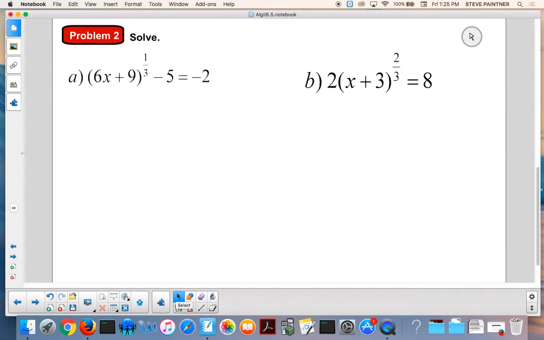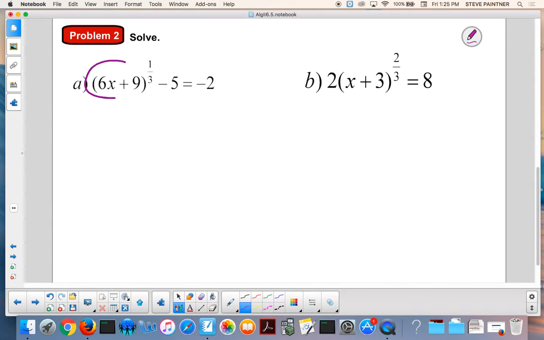Okay. All right. Do you guys see radicals? Do you see the little check mark thing? No, I don't see it. I see exponents that are fractions. These are radicals. This is the cube root of 6x plus 9. Don't write it as a radical. Just leave it. Isolate this right here. So this will be 6x plus 9 to the 1/3 equals 3 plus 5 plus 5. Okay.